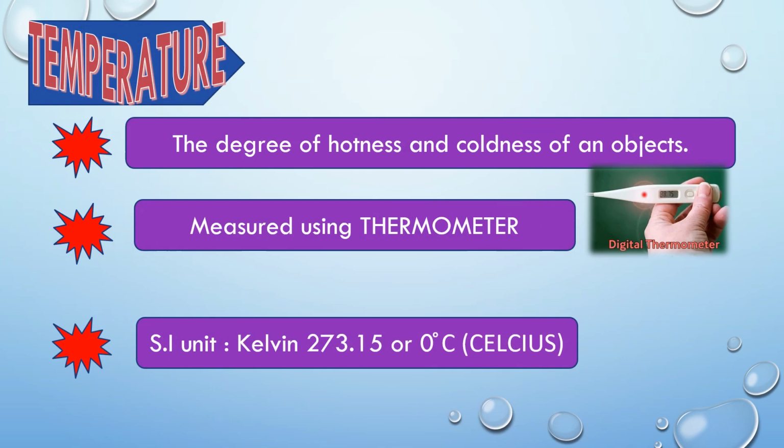So, we define temperature scientifically or objectively. If we're going to define it in science terms, we say that temperature is the degree of hotness and coldness of an object. How cold or how hot an object is, we refer to that as temperature. And always remember that temperature is measured using a thermometer.